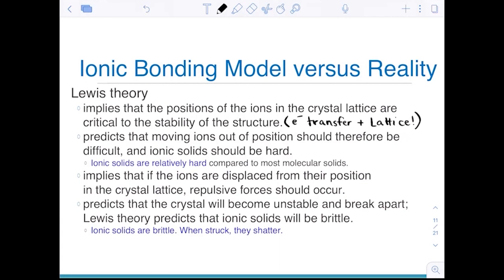Lewis theory also implies that if the ions are displaced from their position in the crystal lattice, repulsive forces should occur. So we'll start to see why that lattice is so important to us. And it predicts that the crystal will be unstable and break apart if the ionic solid, or the lattice structure, does move or get displaced. And so ionic solids could be brittle. They're hard, but when they are struck with a big force, they tend to just all shatter apart.